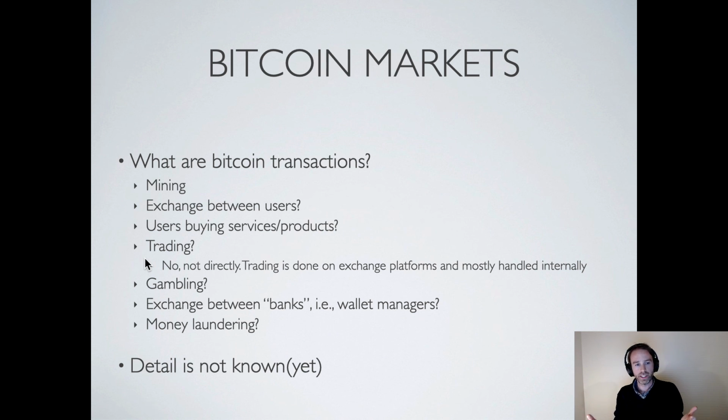There is also obviously trading, but when you exchange Bitcoins against dollars, it is usually not included directly in the blockchain. You cannot see it in the blockchain because this is handled by kinds of banks, which are exchange platforms, and they do this exchange from customer to customer without going through the blockchain. There are other things like gambling or exchanges between these big banks that exist in Bitcoin. There are many things happening, but we don't really know what is going on, because it's a difficult problem to know between whom and whom these transactions are made. So the detail is not known yet.